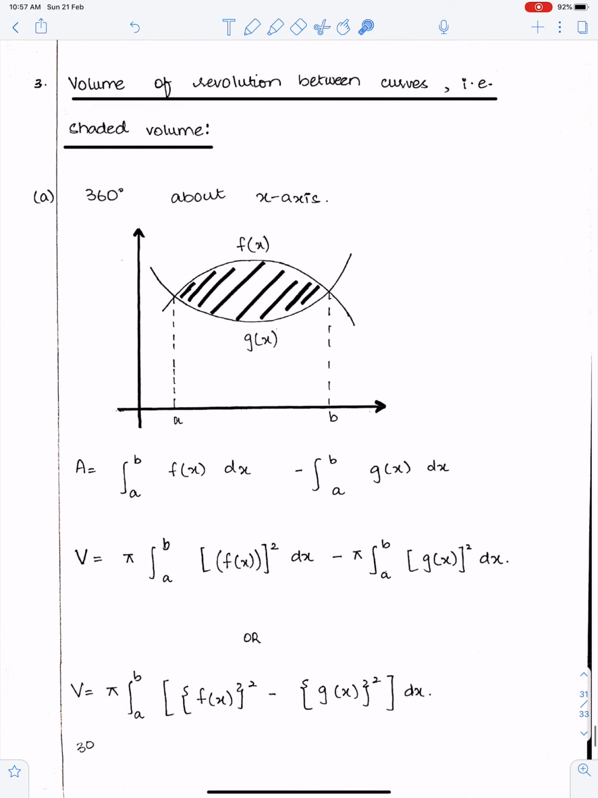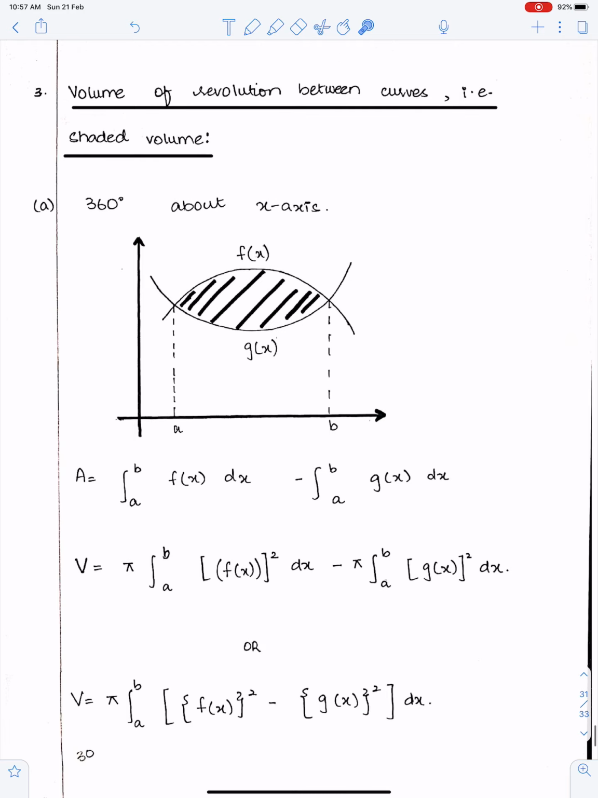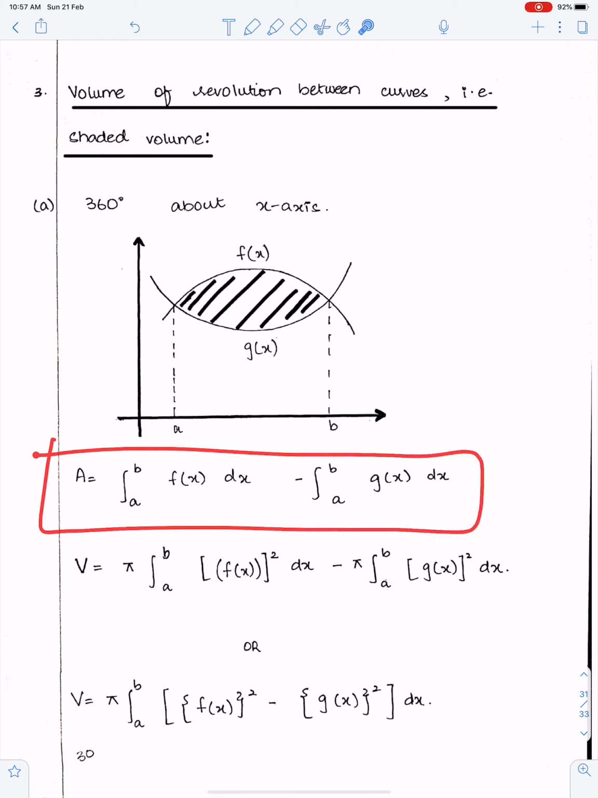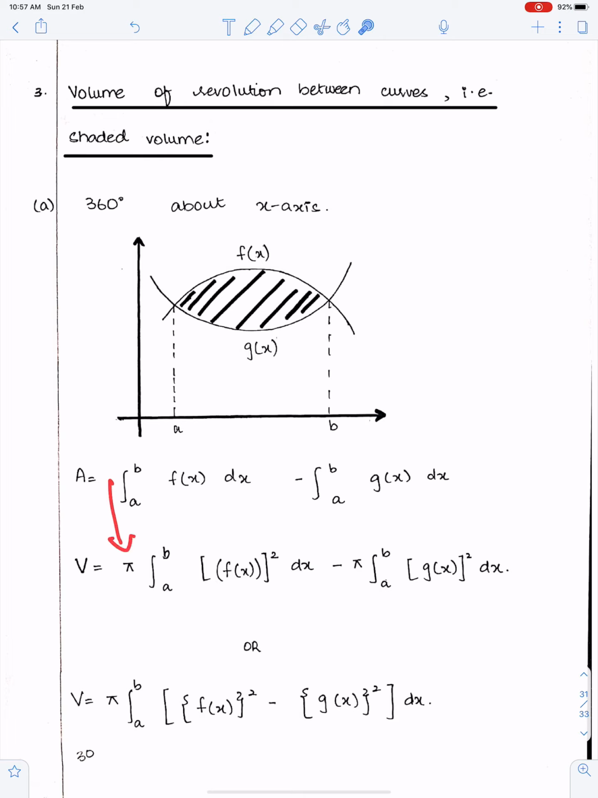Volume of revolution between two curves, or shaded volume. This is so simple. You just need to check the area formula of this area. This is the area formula. Just make a few changes in this area formula. Write pi here and write this f of x as f of x power 2. Write pi here and g of x will become g of x power 2.